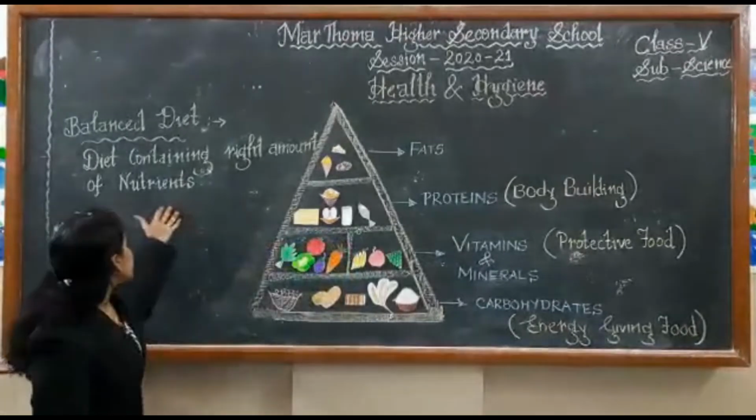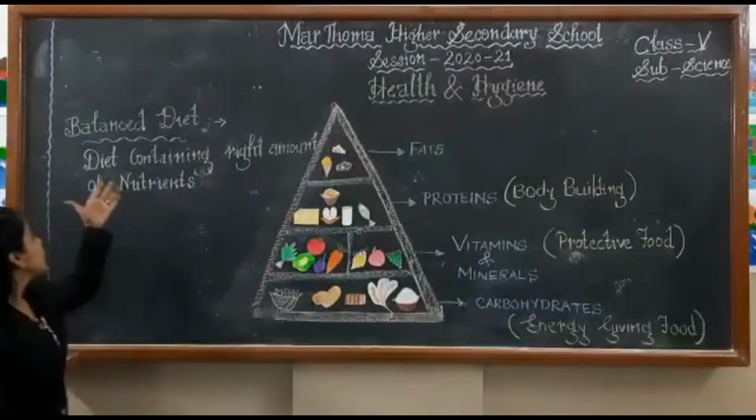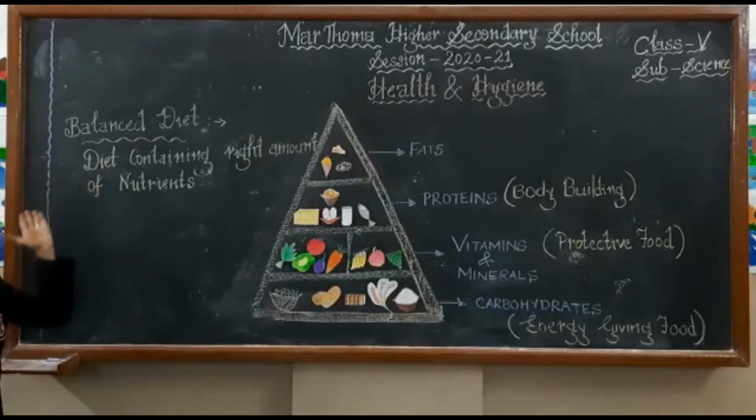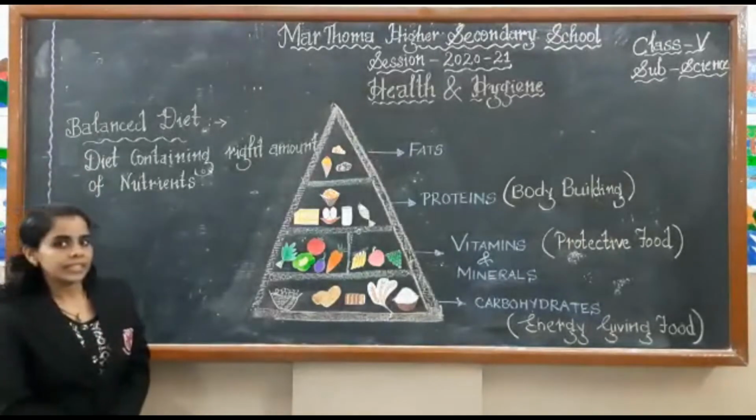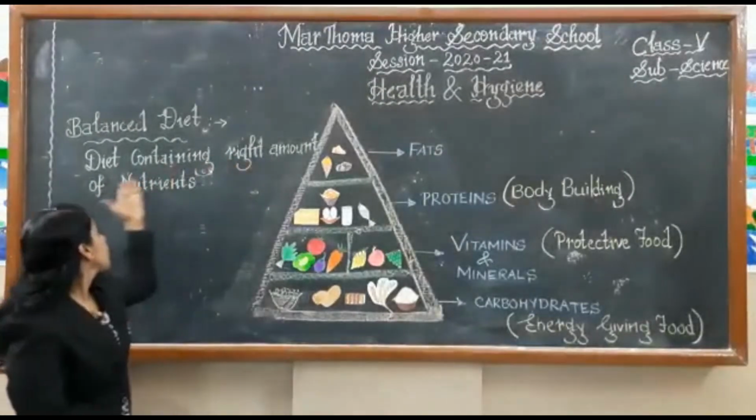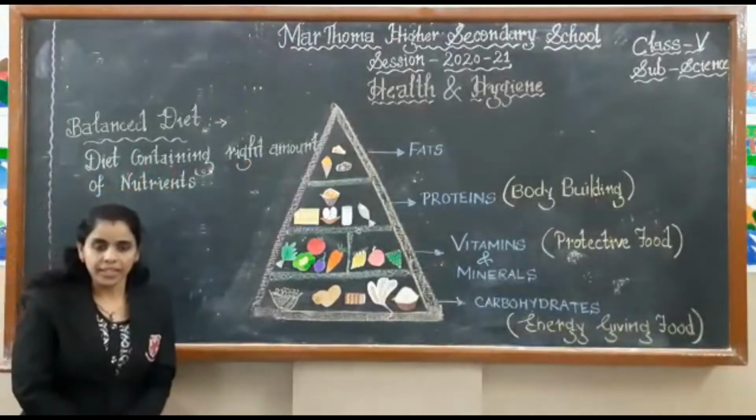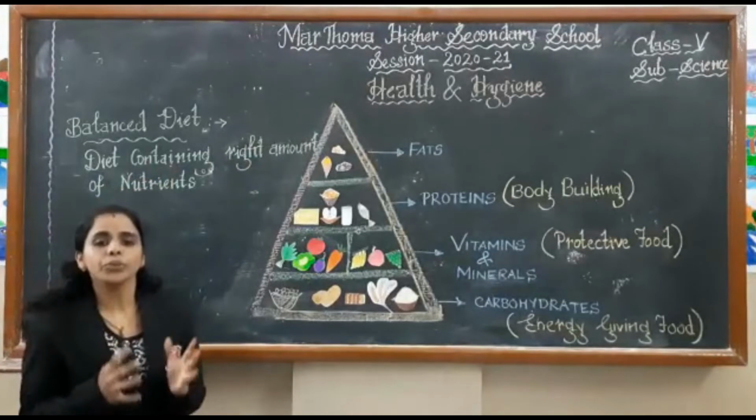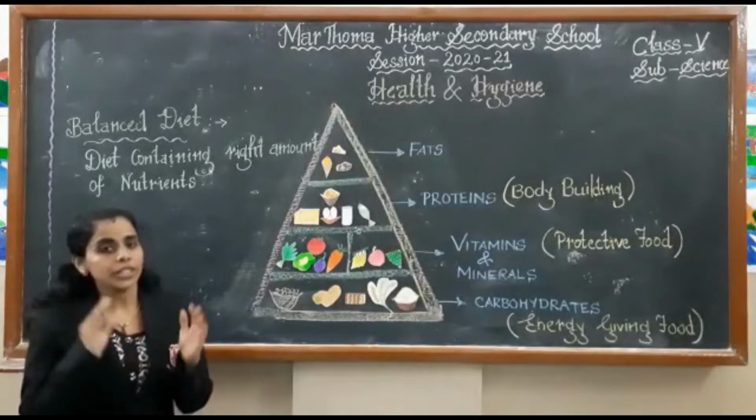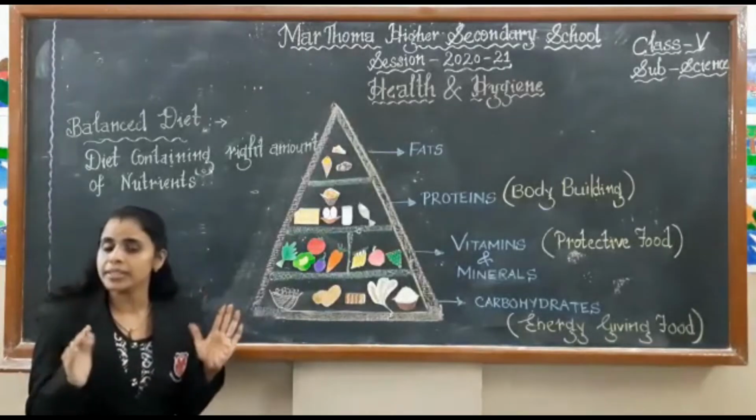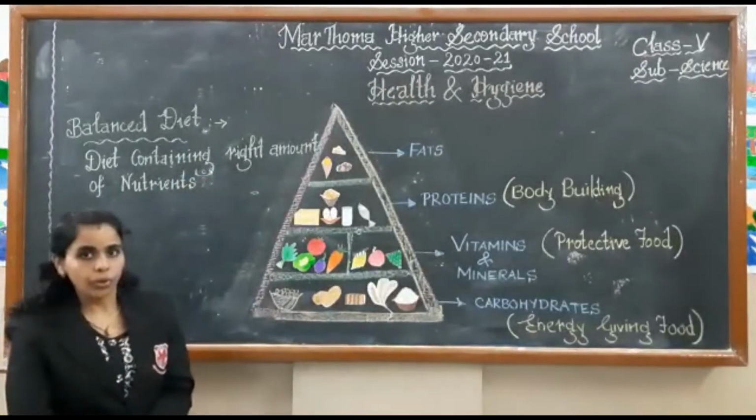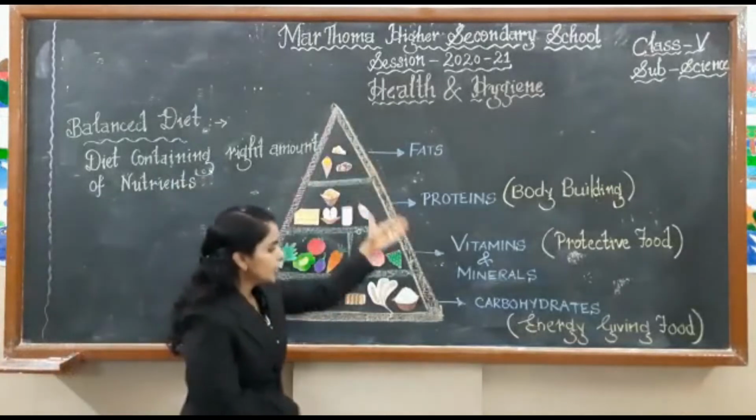Before talking about the food pyramid, we will talk about balanced diet. Now, what is the definition of balanced diet? The diet containing the right amount of nutrients. Whatever amount of food you are consuming, you should have a balance in that. It should contain all the 5 nutrients in a correct amount. That is the meaning of right amount. Okay children, now these are the nutrients.